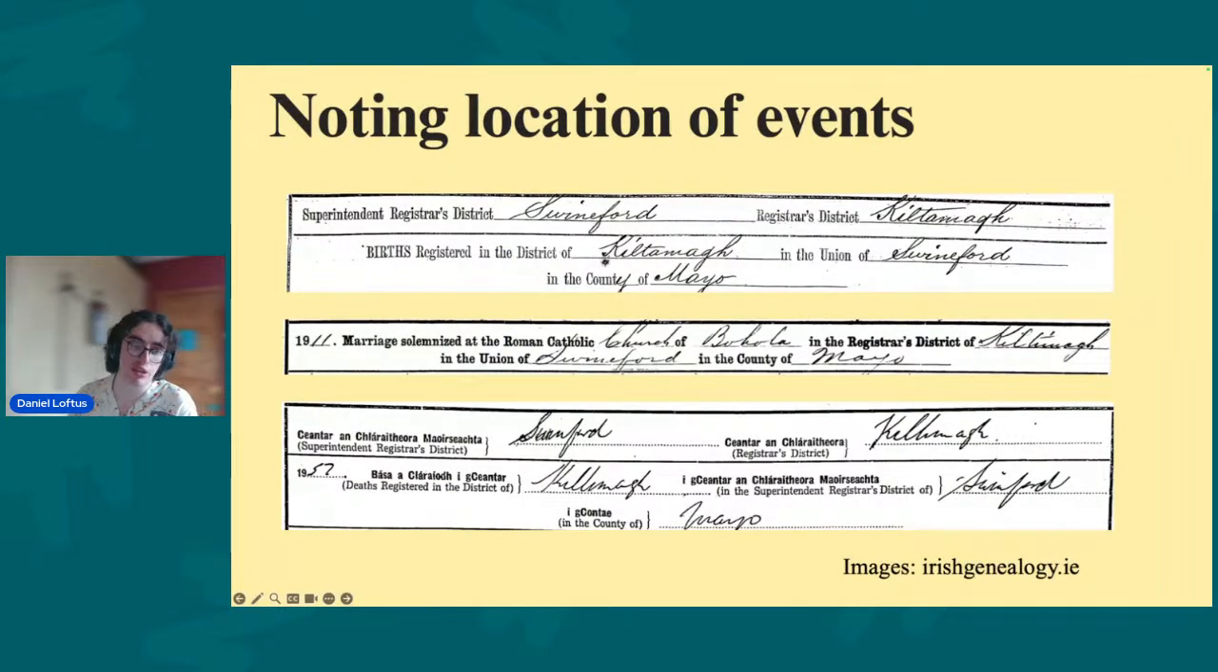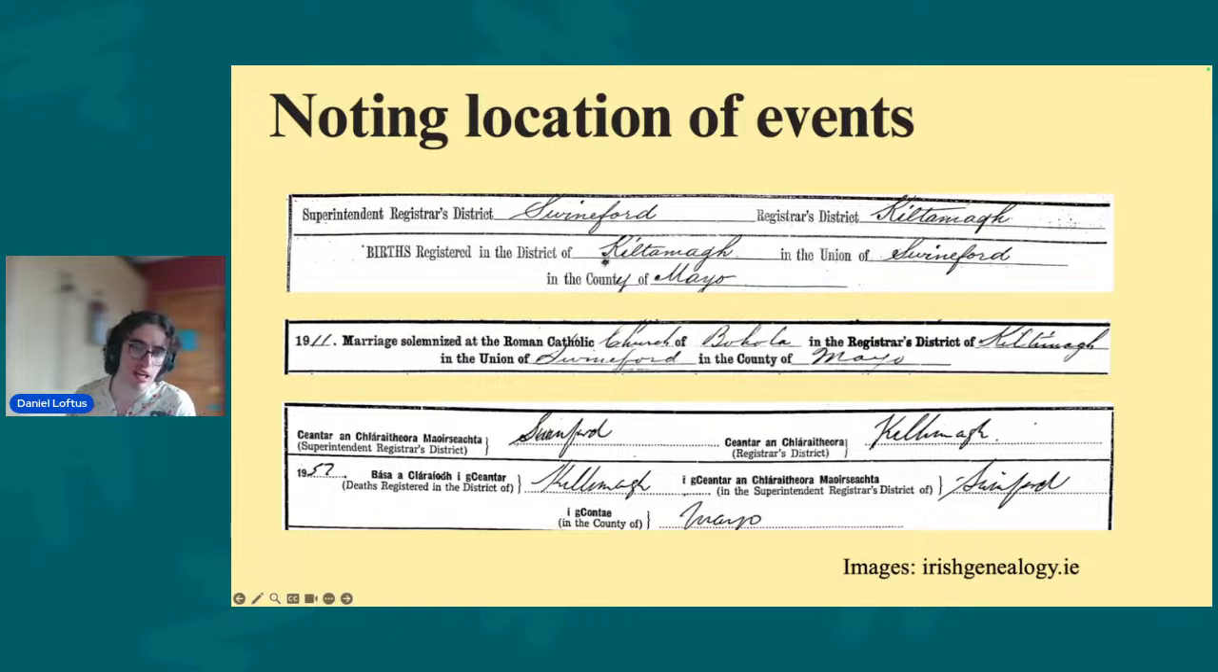Additionally, going back to my earlier point about noting down the locations, you can see here one thing that these three events have in common is the district, the registrar's district. So you can see the registrar's district of Kilchima. So these were all things that factored in. The one that supersedes that is Swinford. So you can still see Swinford.